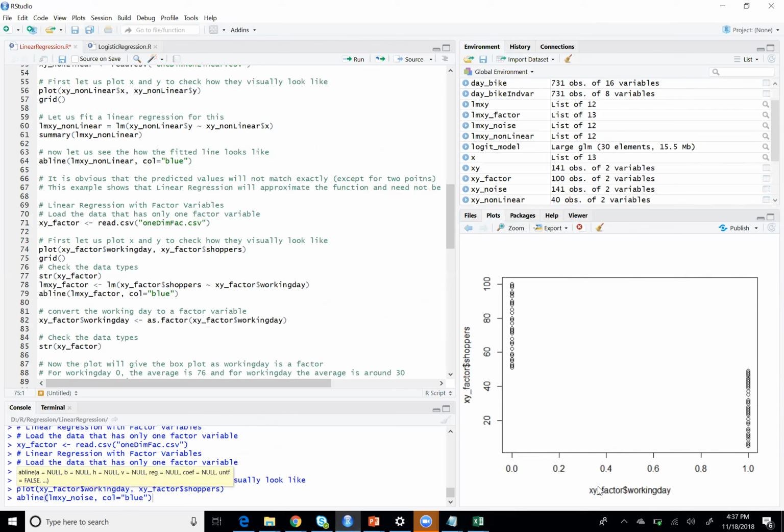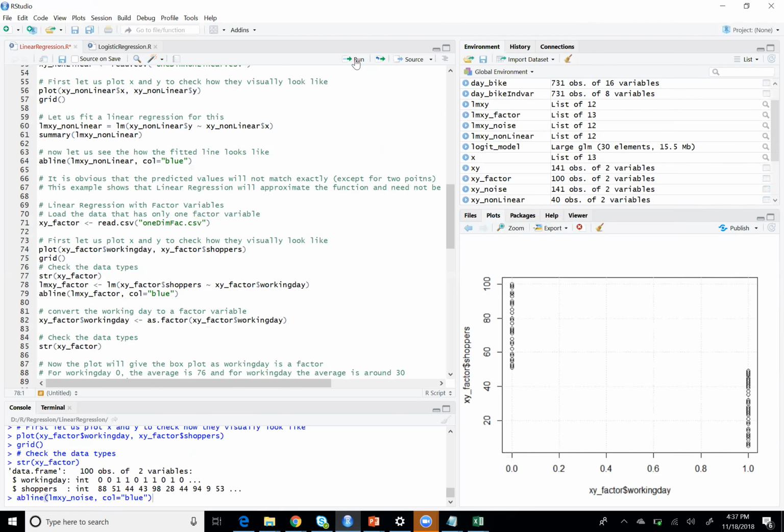In such cases, the way you do linear prediction is by typecasting it by calling dot factor. So you convert the working day into a factor variable and then you look at the result. Let's do a linear regression fit for this. You check to see what the data point is. Let me do a linear regression fit.